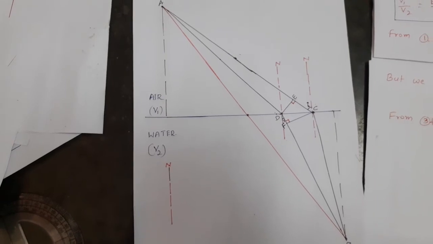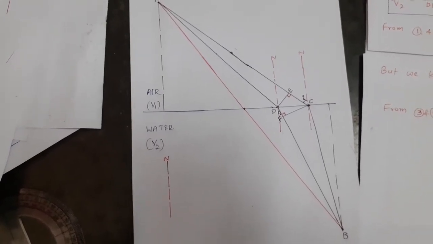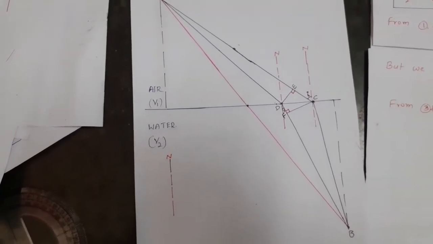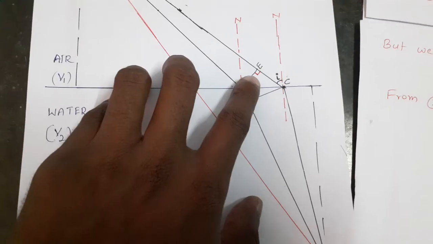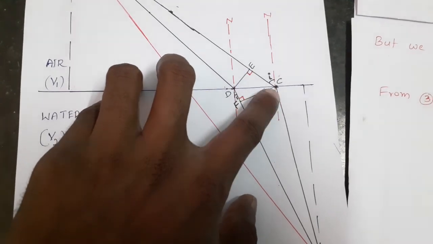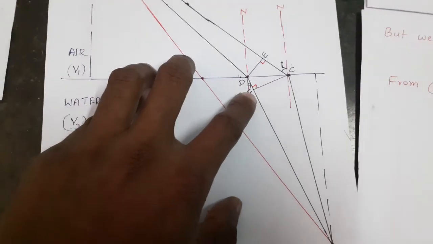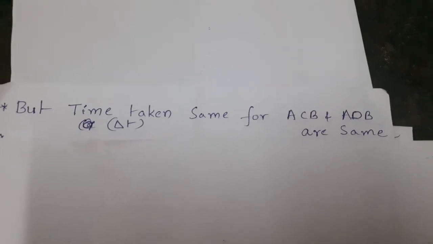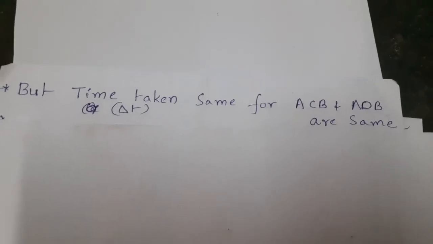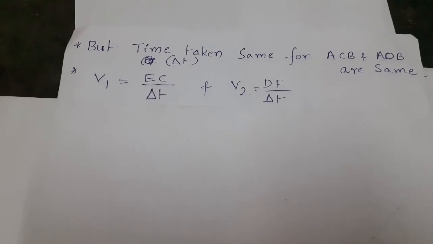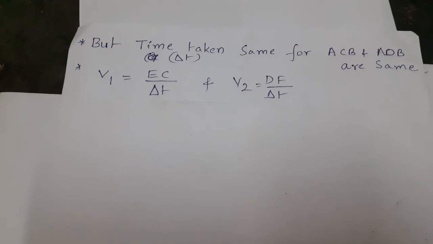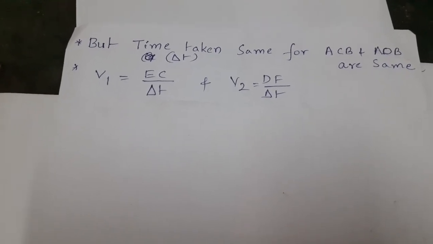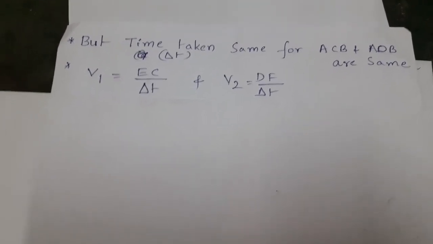In the diagram we can understand AD is equal to AE and CB is equal to FB, and DF and EC are different. So we have to find these displacements, EC and DF. But the time taken is the same for ACB and ADB. So here V1 is the velocity in air, and the displacement is EC and the time taken is delta t. So velocity is equal to displacement by time, then V1 equals EC by delta t, same as V2 is equal to DF by delta t.